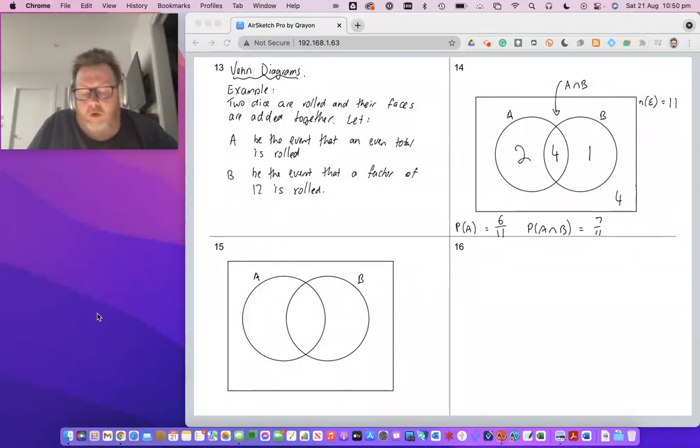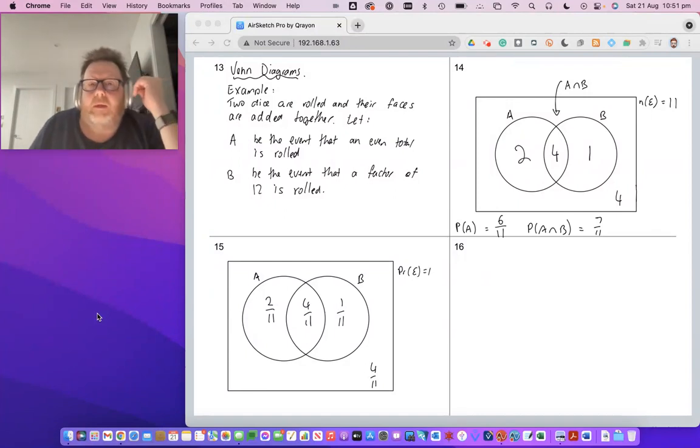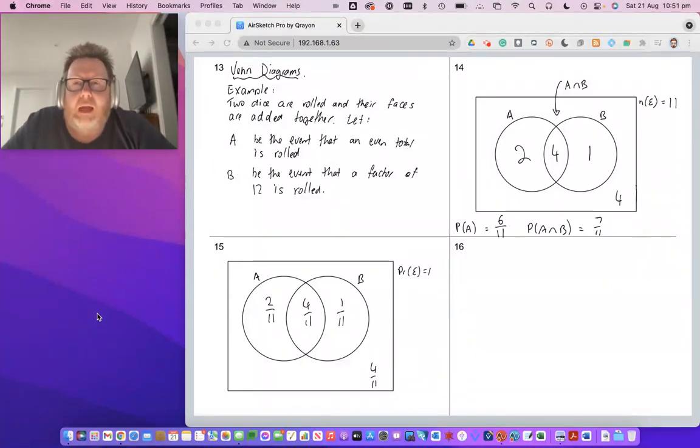It's not that uncommon to write down the probabilities instead, often as decimals, but I'll just do them as fractions because it's actually just easier for my little brain. So here I would have 2 elevenths, here I would have 4 elevenths, here I'd have 1 eleventh, and here I would have 4 elevenths. These would really be probabilities, so you put the probabilities there instead.